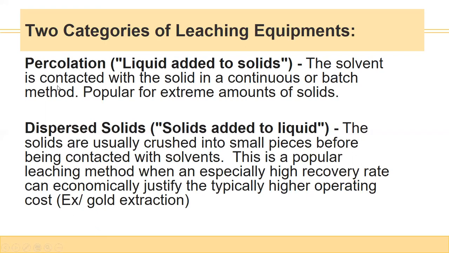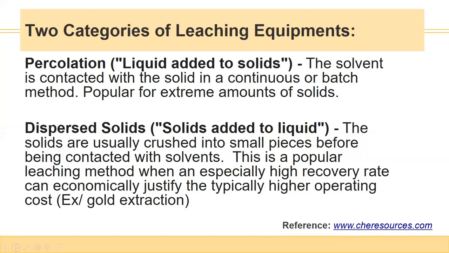The advantage of percolation leaching is it can process a large amount of solid. Since it will process a large amount of solid, it is expected that recovery, of course, will not be as improved compared to the second method, which is dispersed solid leaching. So we only have these two categories of leaching equipment. Either the liquid or the solvent is added to the solid, or vice versa, the solid is dispersed in the liquid solvent.